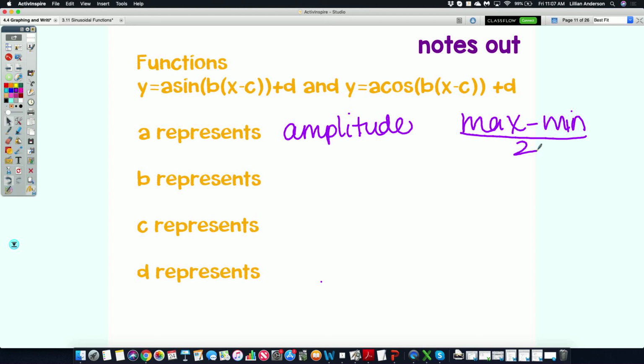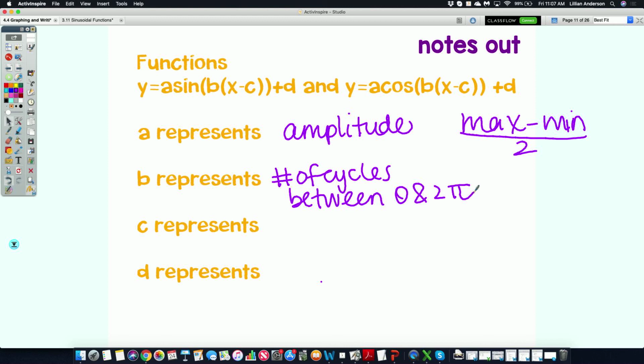B represents the number of cycles between 0 and 2 pi, or 0 and 360. Okay, and a cycle is basically the part of the graph before it starts to repeat itself. Because these are wave functions, periodic functions, they're going to repeat after a certain amount of time. And so B represents the number of times it repeats itself between 0 and 2 pi. It's also used to help you find your period.